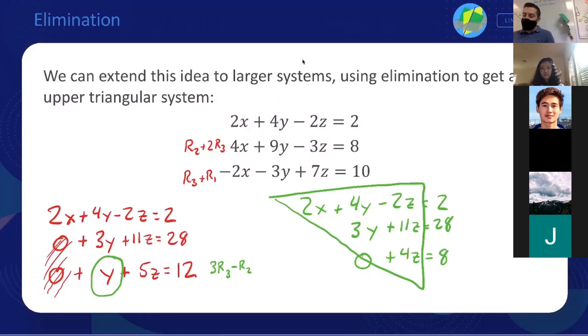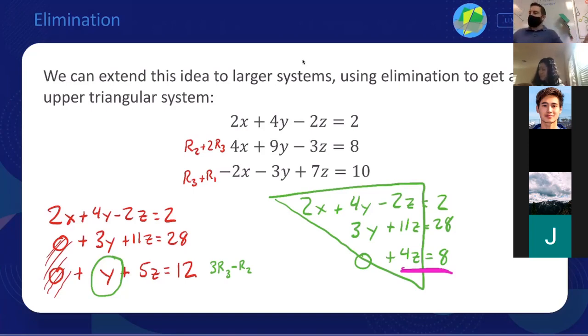And now notice, starting at the bottom, 4z equals 8, so z is 2. Then I could move up to the next row, plug in z equals 2, and I could find y. Then I could move up to the next row, plug in z equals 2 and whatever y would be, and find x. Okay, so that's kind of my goal, is to get into this upper triangular system.